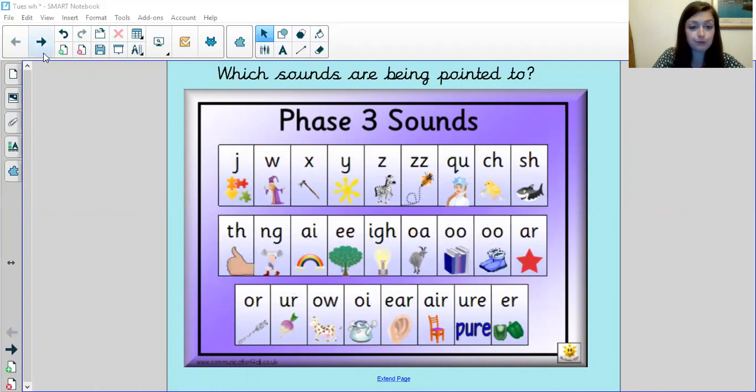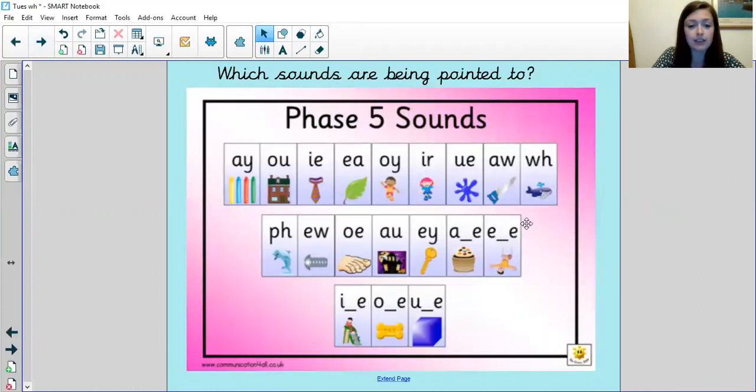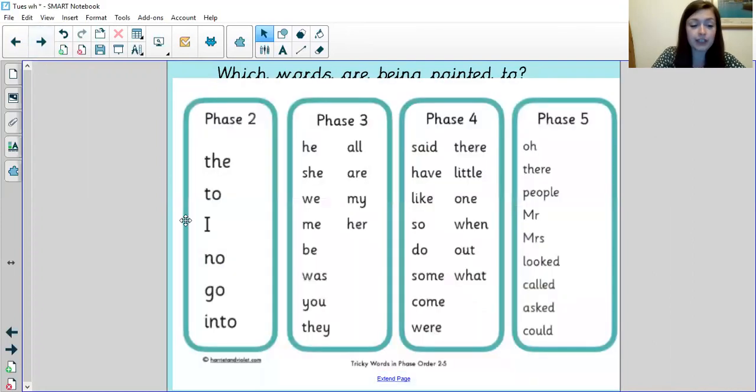Okay, well done. Let's do some phase 5 sounds. Let's try this one. That's right. What about this one? Good. Or what about this one? Also or. So there's 2 different ways of spelling the or sound. This one's going to help us today. What's this one? That's right. W. Super.